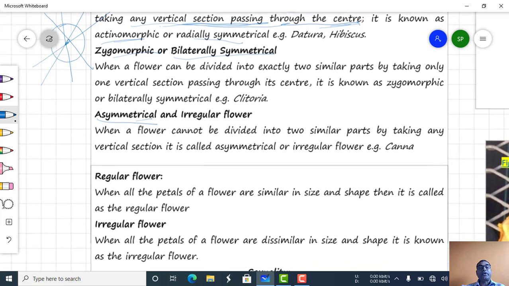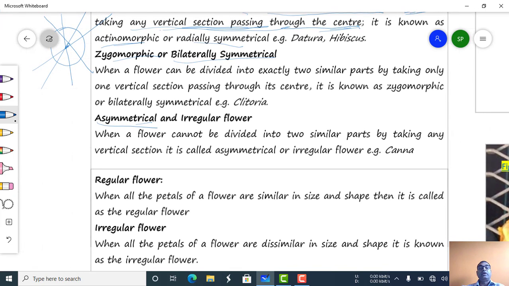Just see zygomorphic or bilaterally symmetrical. When a flower can be divided into exactly two similar parts by taking only one vertical section. Very important words, only one vertical section passing through the center, then the flower is called zygomorphic or bilaterally symmetrical. Here you can find only a single plane where the flower can be divided into two equal parts.